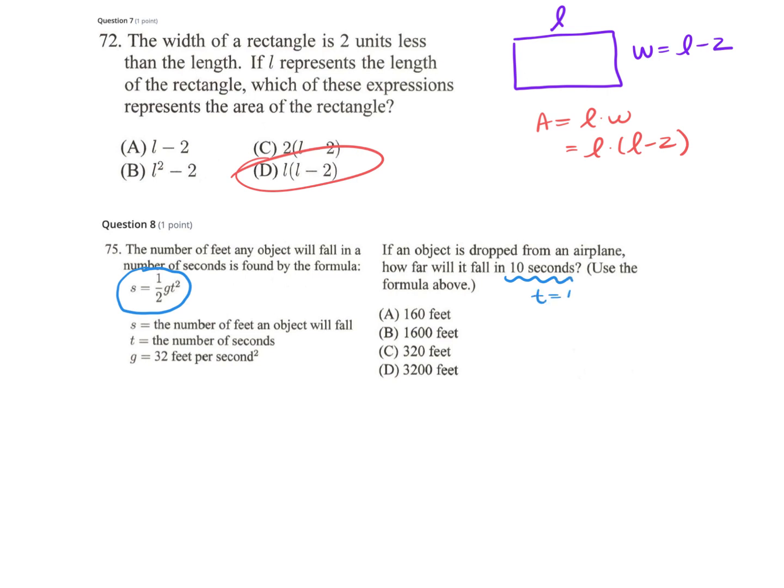So we know the time is 10. We need to figure out how far it's going to fall. So I'm going to plug 10 into that equation. S is equal to 1/2 G, which it says is 32, times 10 squared. Well, half of 32 is 16. 10 squared is 100. If I take 16 times 100, I get 1,600, which is option B.